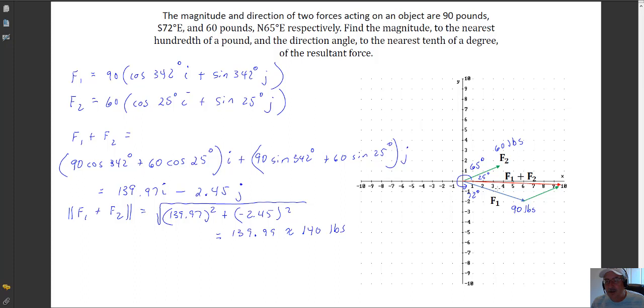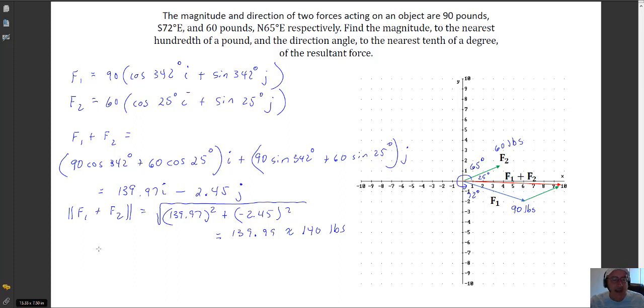All right. So the combination of the F1 and F2 forces, so if this one's pulling 90, this one's pulling 60, the resultant magnitude would be 140. Now, what direction is this angle right here? That's a pretty thin angle, isn't it? And I tried to draw this out as best I could. Of course, these aren't exactly 65 and 25 degrees, and this isn't exactly 72, but I got it as close as I could.